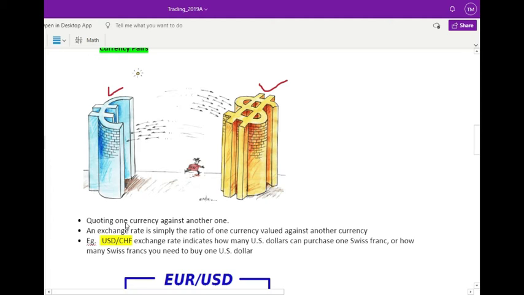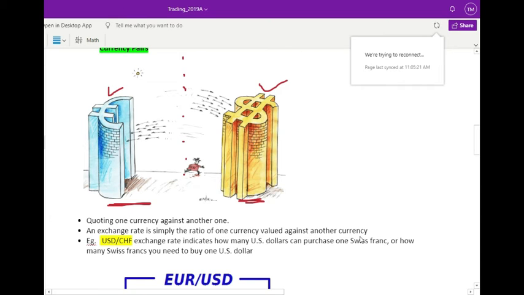So we are quoting one currency against another one. Which one are we quoting? We are quoting the base currency. I always say the base is this side, the quote is this side, with a line here. There is always a base. There is no exchange without a base currency and a quote currency. So an exchange rate is simply the ratio of one currency valued against another currency.